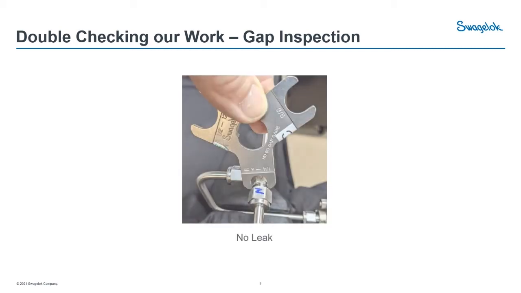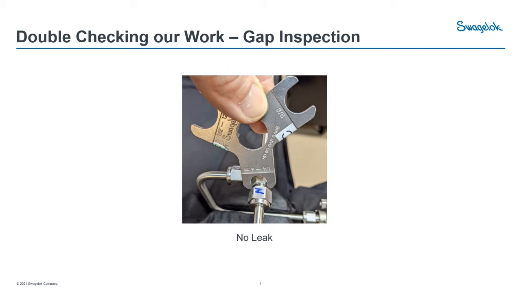So one of the things I want to point out is the use of gap inspection gauges. So on our no leak side, I use the gap inspection gauge. So hopefully people are familiar with this. Generally, when we install tube fittings, we want to do 1 1/4 turn. And that's how we know it's tight enough that we're going to be leak free.